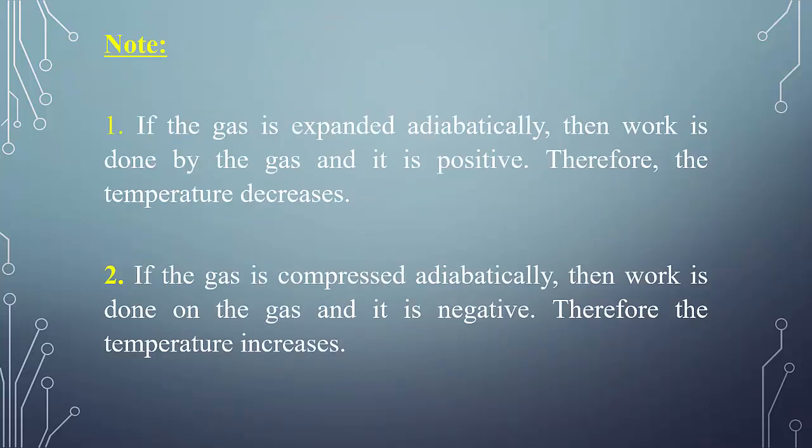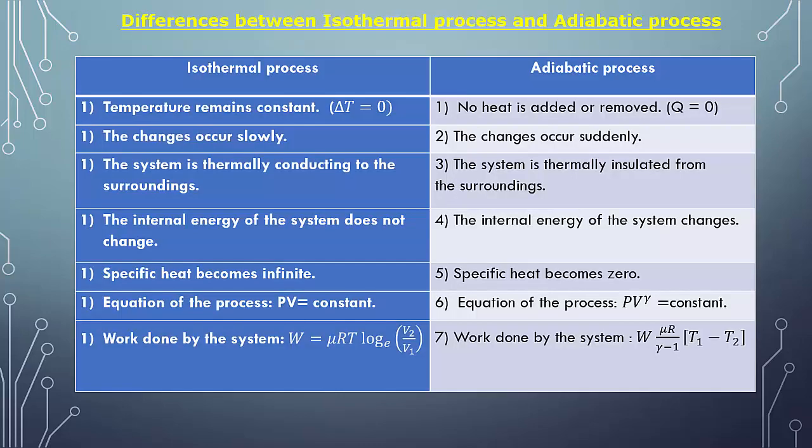The first point they have given: if the gas is expanded adiabatically, then the work done by the gas is positive, therefore temperature decreases. Yes, we know that when work is done by the gas and it expands, volume increases, pressure decreases, temperature also decreases, so we can take it as positive. If the gas is compressed adiabatically, volume decreases, pressure increases, temperature also increases, so we can take it as negative. So now you can observe the differences between isothermal process and adiabatic process.